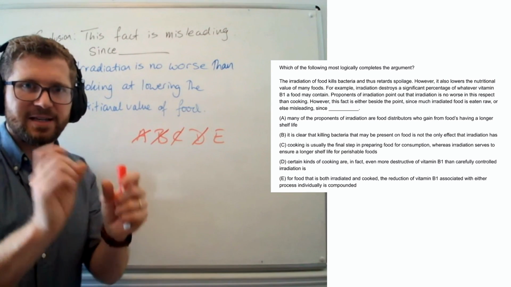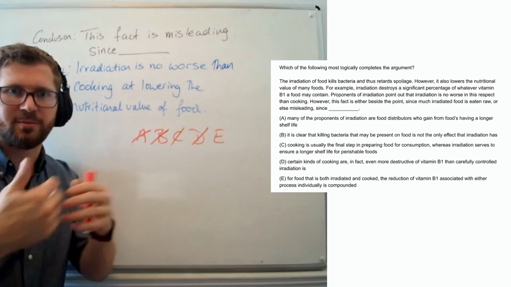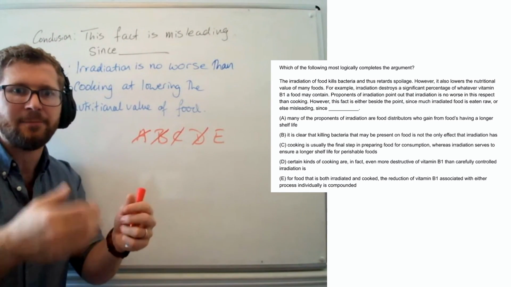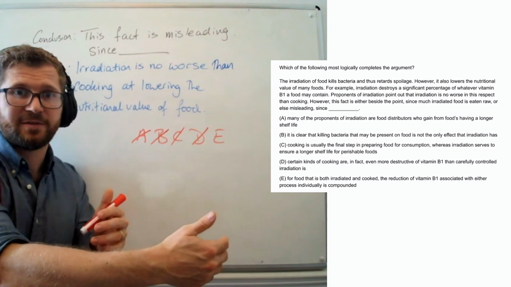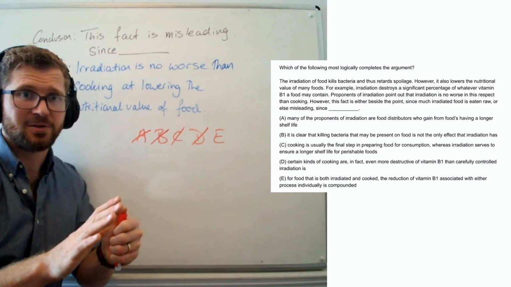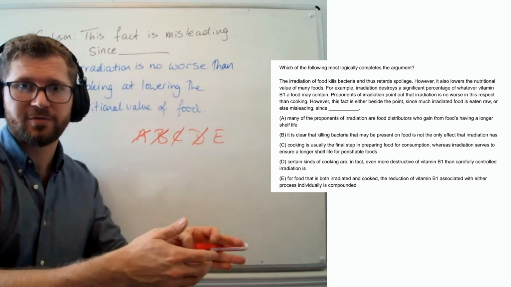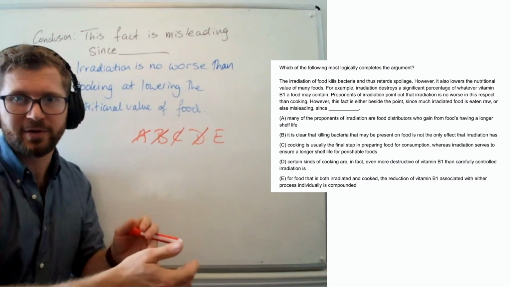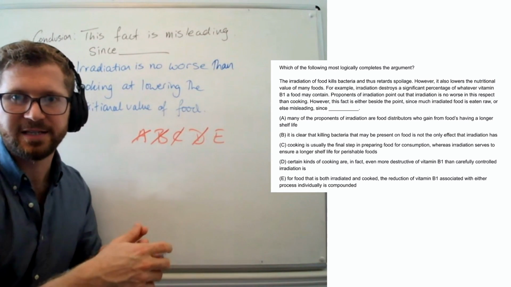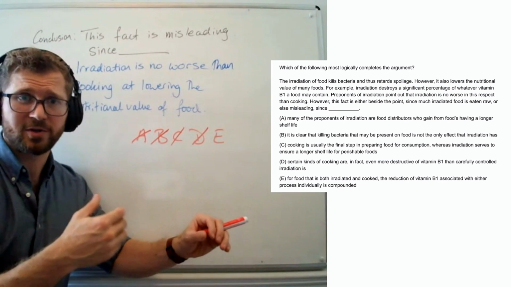So it doesn't matter individually how much or how little, or whether irradiation is worse or better or no worse than whatever. The fact that I'm doing both these processes means that I'm really lowering the nutritional value of the food. And so E is looking good. Now, just to counter the objection of, well, what if I don't cook the food? Remember that first conclusion: this fact is beside the point, since much irradiated food is eaten raw. So we're putting the raw food to one side. We're just worrying about the cooked food.